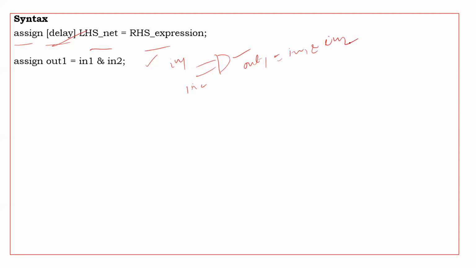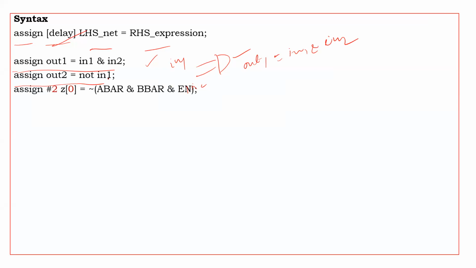If you see the statement, there is no delay value. That means it is a zero delay statement. Suppose this is another statement. It is also a zero delay statement.